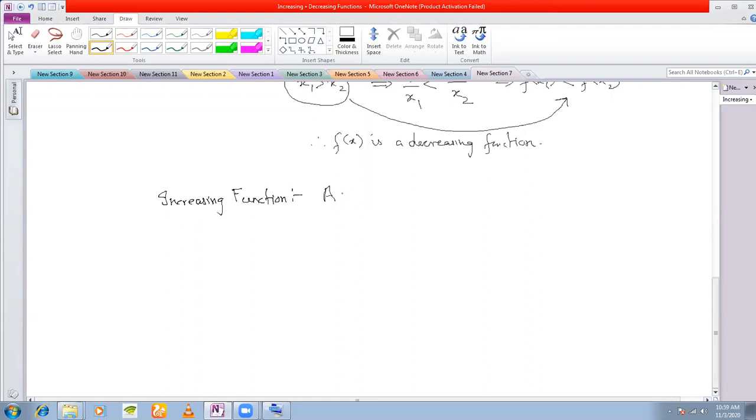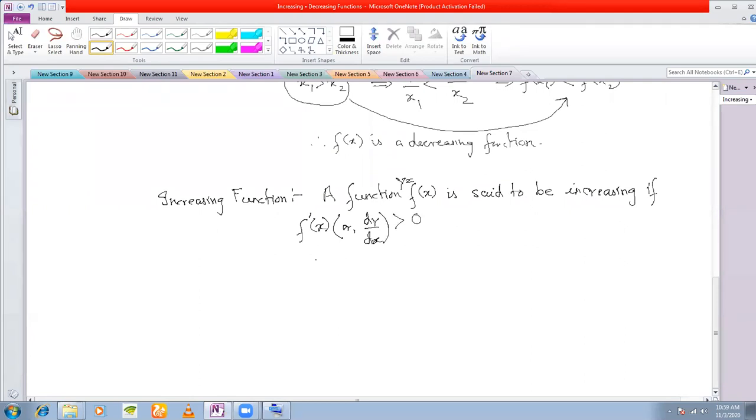Okay, a function y is equal to f(x) is said to be increasing if the first derivative f dash x, which you also write as dy/dx, is positive. If the first derivative of this function is positive, then we can say that the function is increasing.